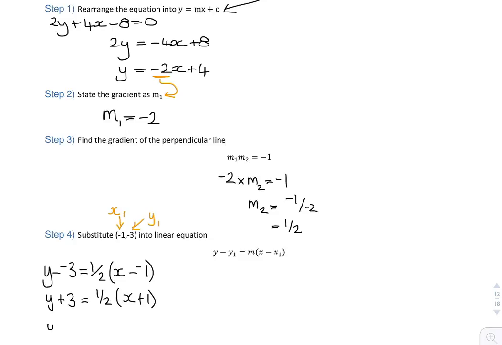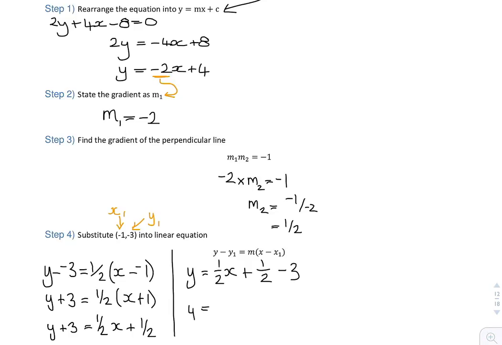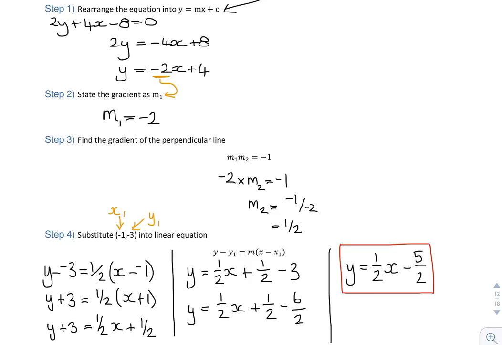Simplifying that a little bit, we get y plus 3 is equal to 1/2 bracket x plus 1, expanding the brackets to get 1/2 x plus 1/2, and moving that 3 across. Now to combine that -3 with the half, we're going to convert that 3 into a fraction. So -6 on 2, minus the numerators will give us -5 on 2, which is actually our end answer. So y equals 1/2 x minus 5 on 2.